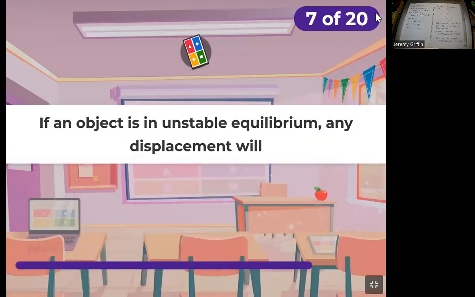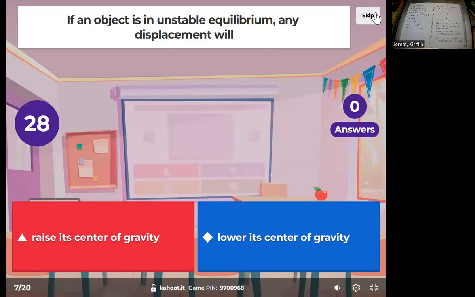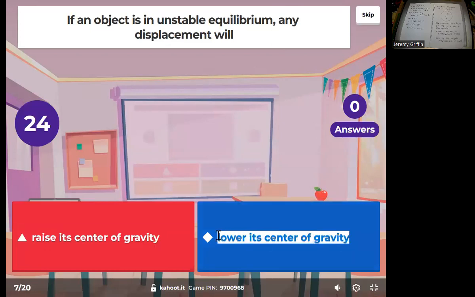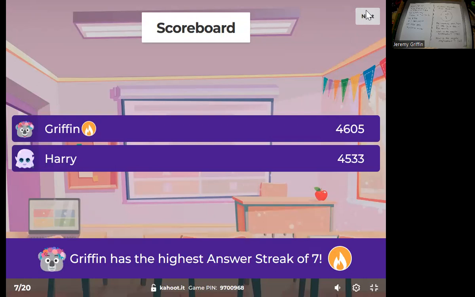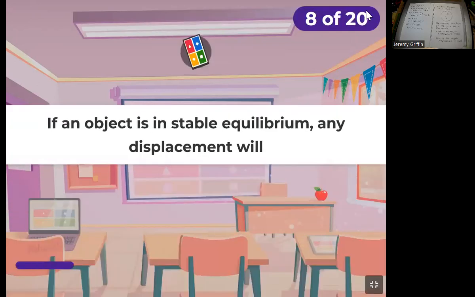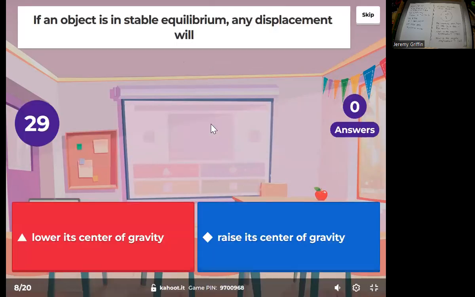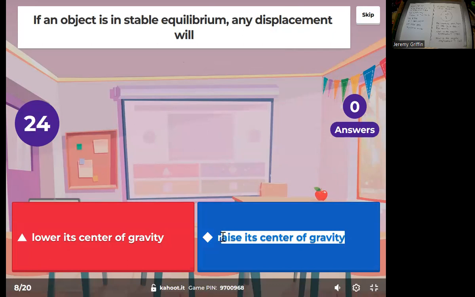If an object is in unstable equilibrium, any displacement will lower its center of gravity. That's what I just showed you guys a few minutes back. Given any tip, it's going to fall over. It's going to lower its center of gravity. Stable equilibrium. Well, if it's stable, any kind of motion would have to raise its center of gravity, which it wouldn't want to do. That would make it stable.